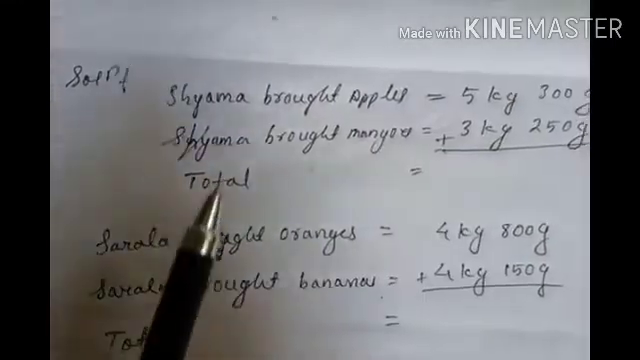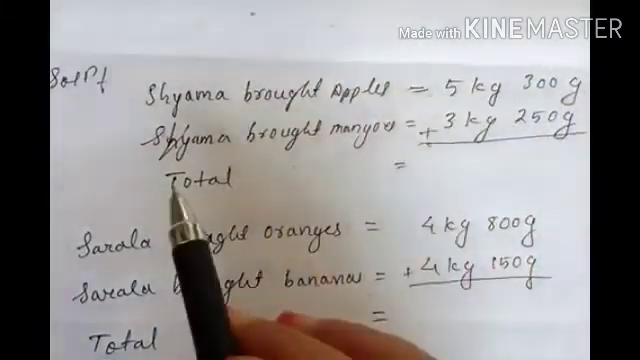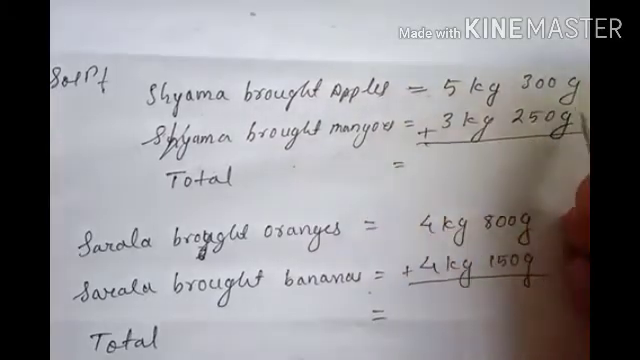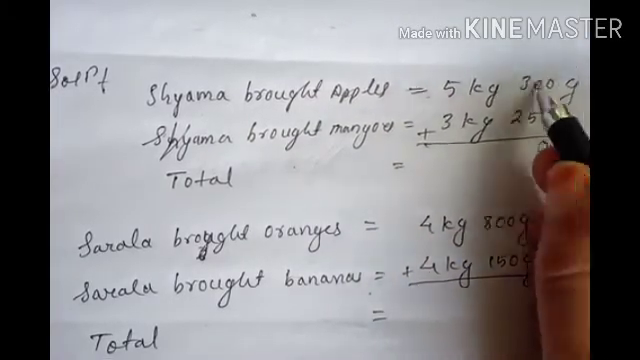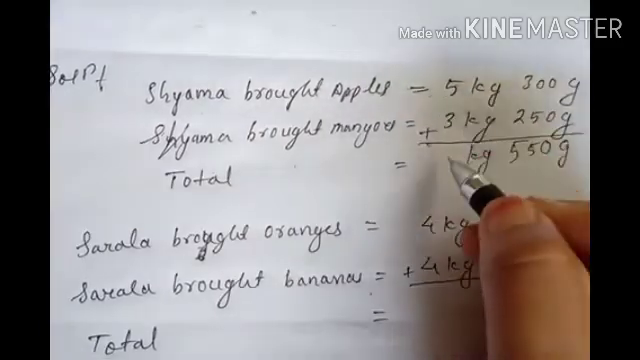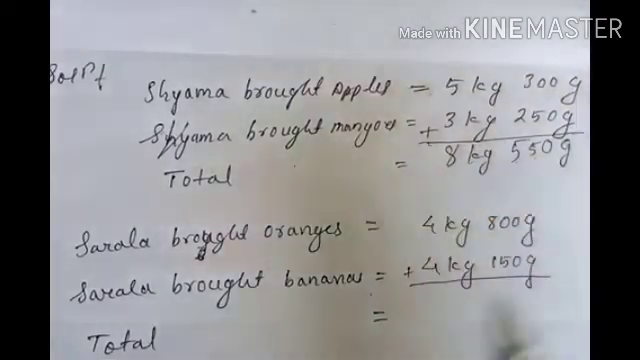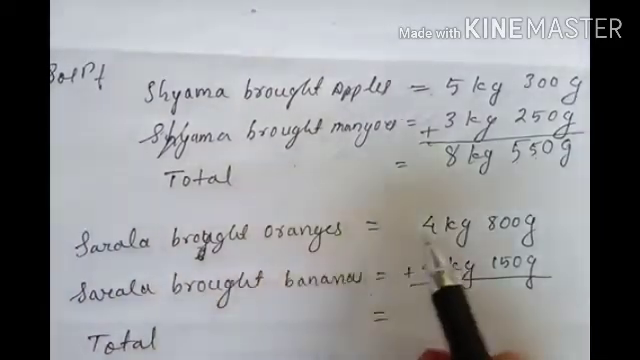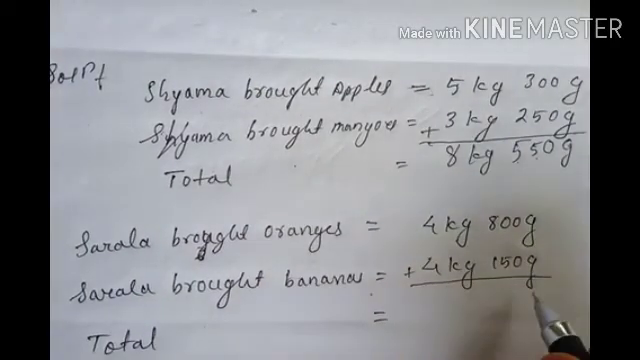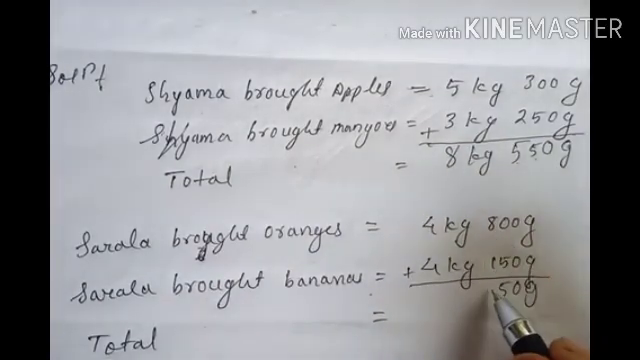So the solution is: Shyama brought apple how many kg? 5 kg 300 gram, and mango equal to how much? 3 kg 250 gram. Now how will you do the total? Plus, isn't it? So gram, 0 plus 0 is 0, 0 plus 5 is 5. Now 3 plus 2 is how much? 5. Then here kg, 5 plus 3 is what? 8. Now how much is the total? Total is equal to 8 kg 550 gram.